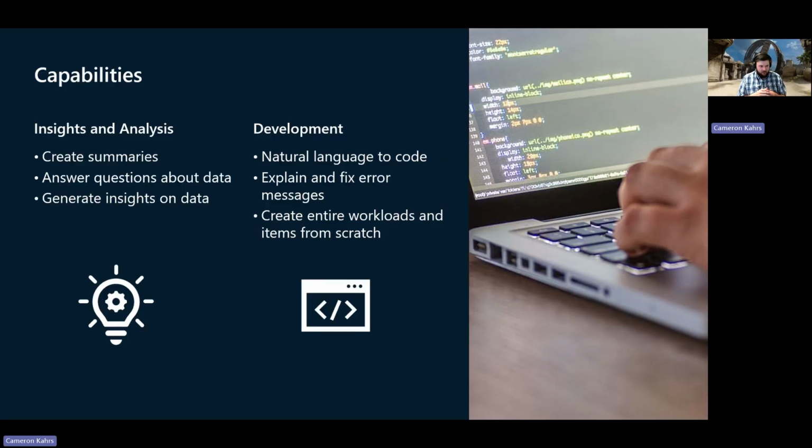So what are the capabilities of Power BI Copilot? Well, the capabilities of all the copilots kind of fall into two categories. We have insights and analysis, and then we also have development. So under insights and analysis, we can create summaries, answer questions about our data, and generate insights.